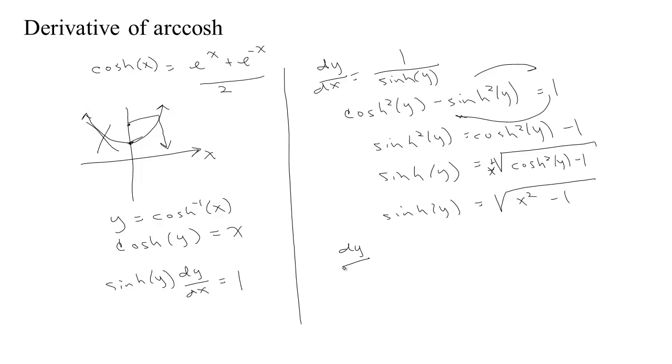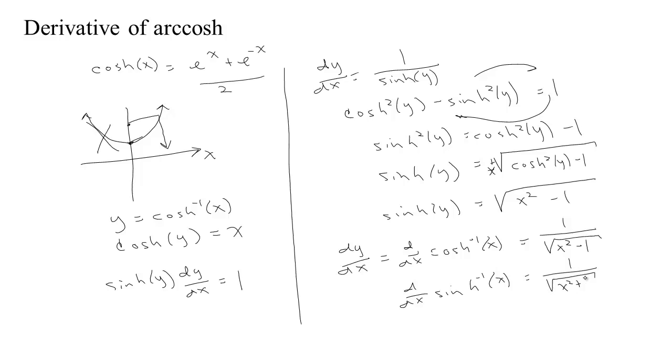So we just figured out that dy dx is 1 over, that would be the derivative with respect to x of y, which was the cosine inverse of x. And we figured out that dy dx is 1 over the sine, so that's 1 over the square root of x squared minus 1. So compare that to the derivative with respect to x of the arcsine of x. We got 1 over the square root of x squared plus 1.